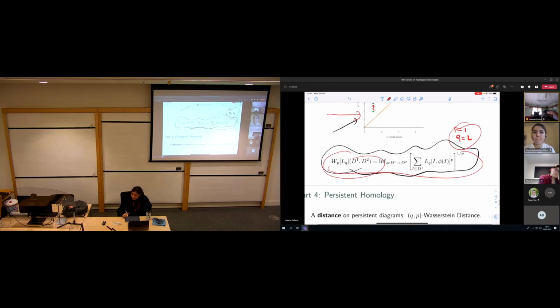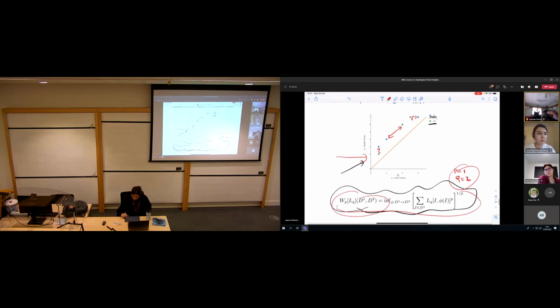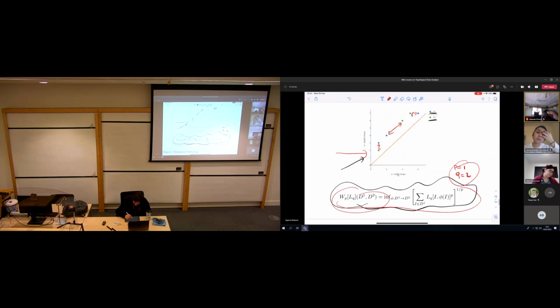Sorry, could you please repeat the difference between D1 and D2? So these are two different diagrams. They're just drawn superimposed on each other. Yes, just two different diagrams. We'll see that again in a week from now.